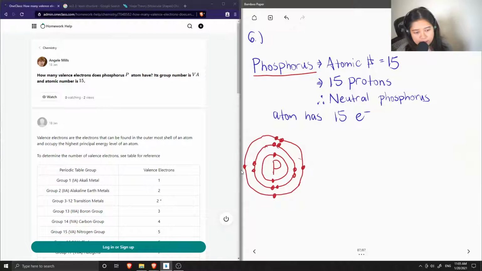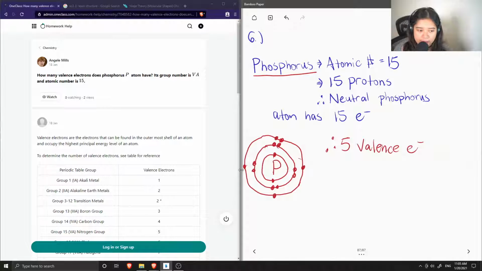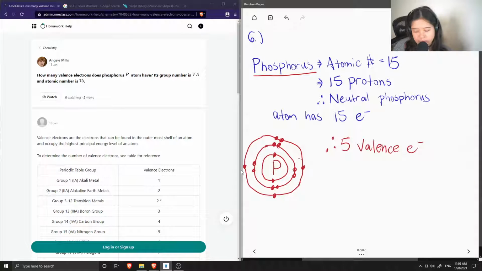Okay, so this is a phosphorus atom. And therefore, we have 5 valence electrons. So the valence electrons, these are the electrons that are found in the outermost shell. And in the case of phosphorus, it is these 5 right here.